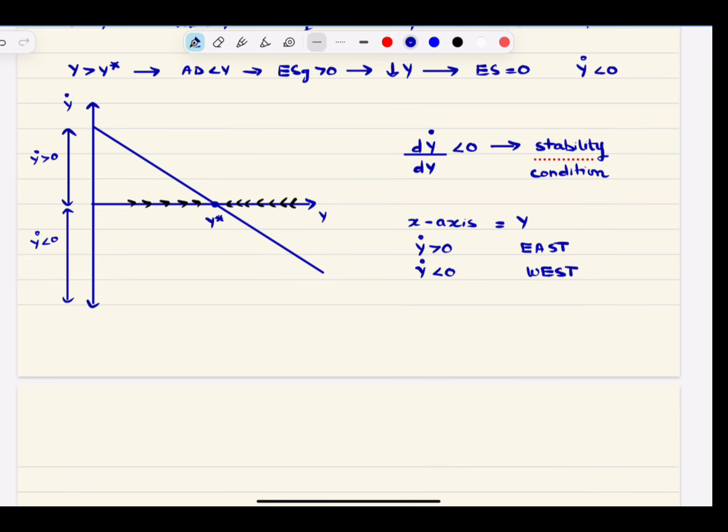the arrows that we're going to use are going to point to the west. Let me just erase this. So we're going to make arrows like this when we have y dot greater than 0. Oh, that's too big. Let me reduce that. Like this. And west like this. Okay.